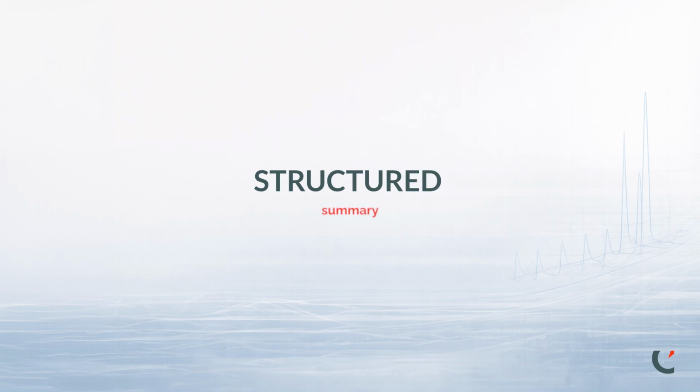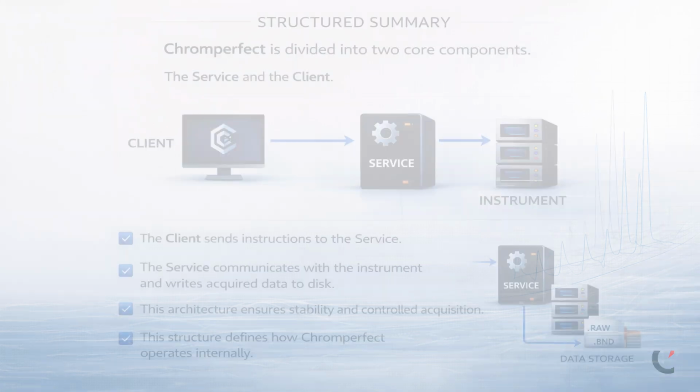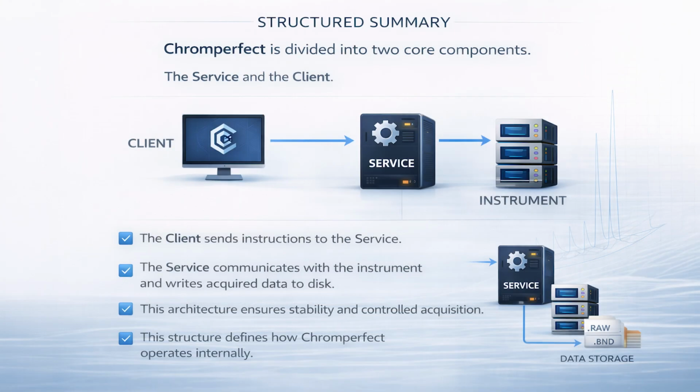Structured summary. Chromperfect is divided into two core components, the service and the client. The service manages acquisition and instrument communication. The client is the user interface. The client sends instructions to the service. The service communicates with the instrument and writes acquired data to disk. This architecture ensures stability and controlled acquisition. The separation between client and service also allows for distributed and remote data acquisition for network installations of Chromperfect. This structure defines how Chromperfect data acquisition operates internally.